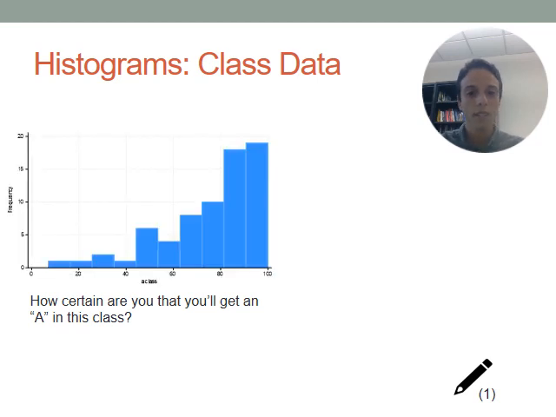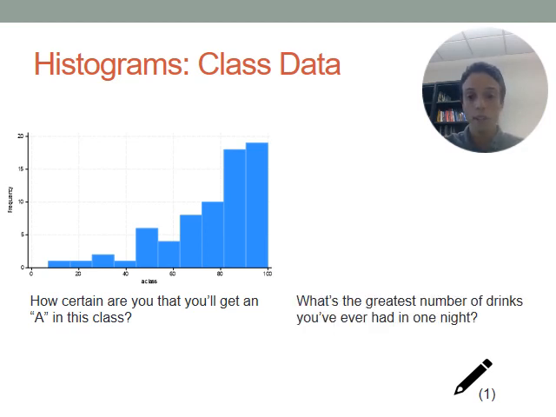Another question I asked you in the class survey is, how certain are you that you'll get an A in this class? We can see our responses here, with values ranging from 0 to 100. The most common answers were relatively high certainties, which is always nice to see. Most people were somewhere between 90 and 100% certain, or 80 and 90% certain, that they will do well in the class. And then we have relatively fewer people who came into the class feeling less certain.